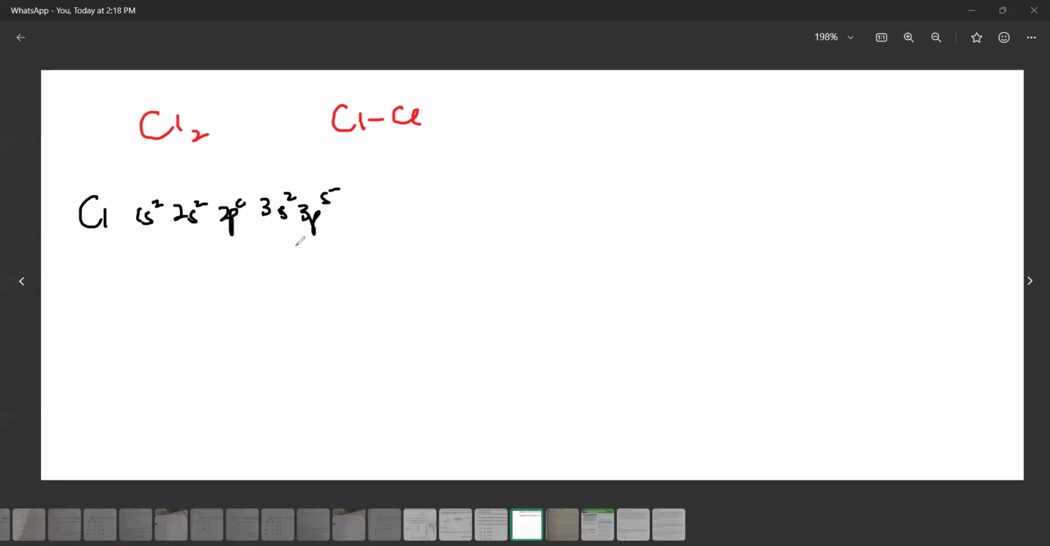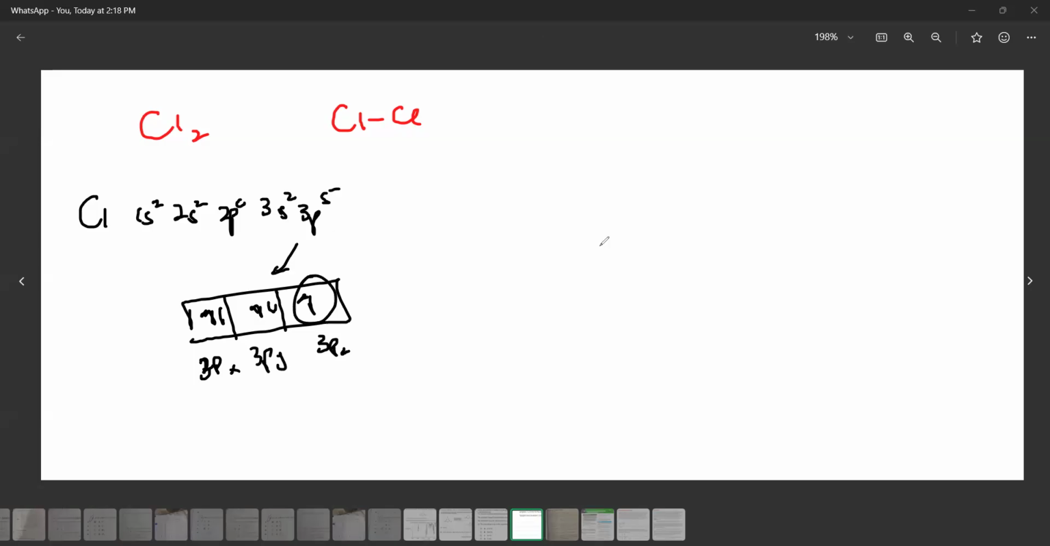So for chlorine, in the p orbital, it has 3px, 3py, and 3pz. So in 3p, there are 5 electrons. First they will occupy singly, then there's a pairing up. So one of the electrons is available in the pz orbital.